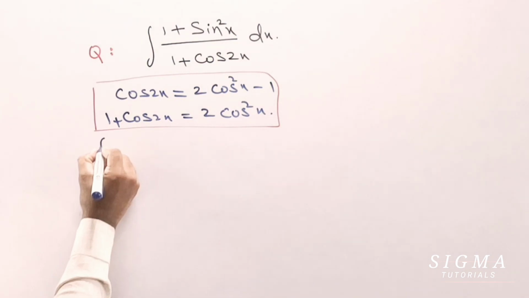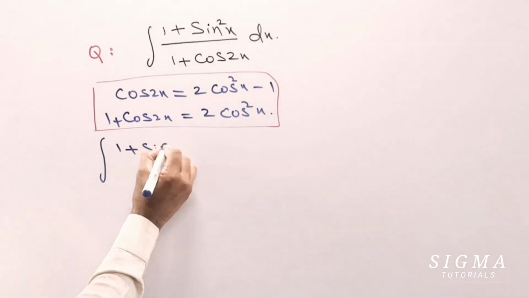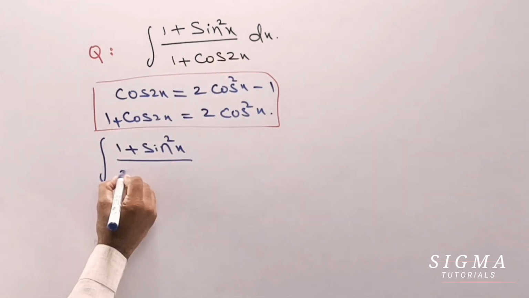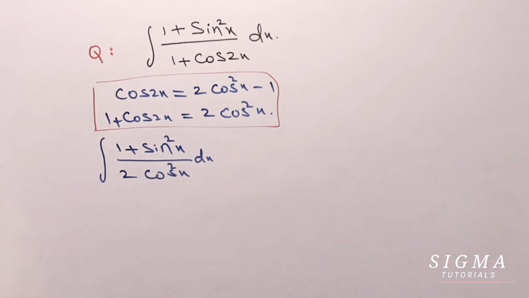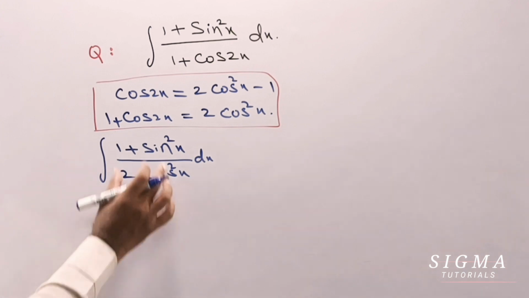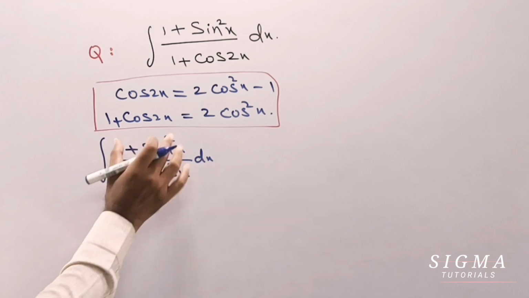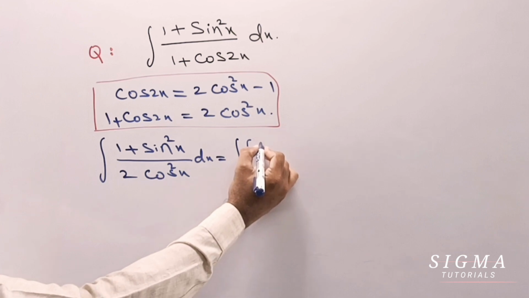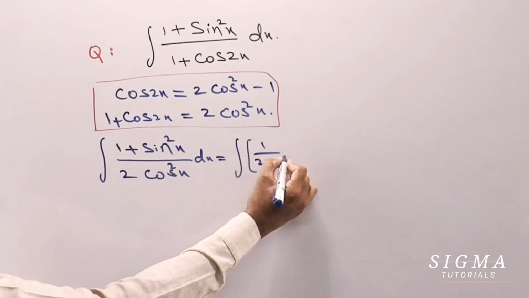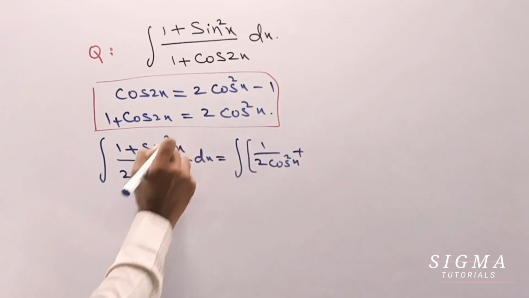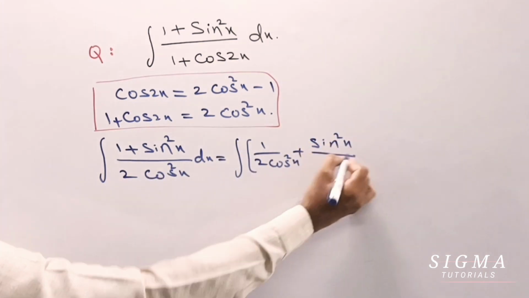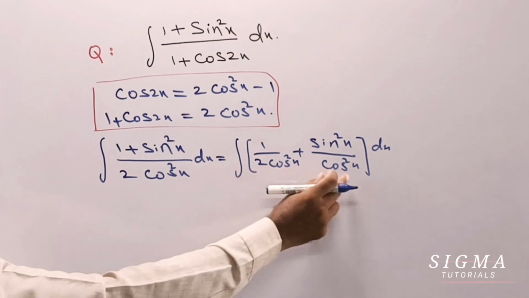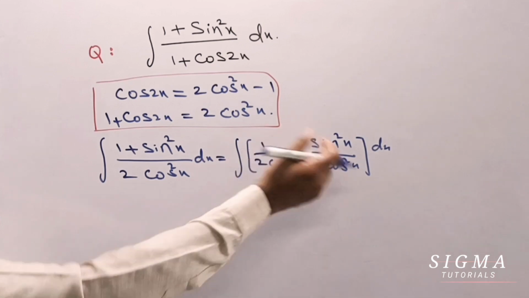Now we will write the integration of the same thing here: 1 plus sine square x upon, now in place of 1 plus cos 2x, we can write 2 cos square x, dx. Since we have addition in the numerator, we can separate it into parts. We can write the integration of 1 upon 2 cos square x, plus sin square x upon cos square x, at the end dx. Now we can apply integration to this part and also to this part, or we can simplify further.